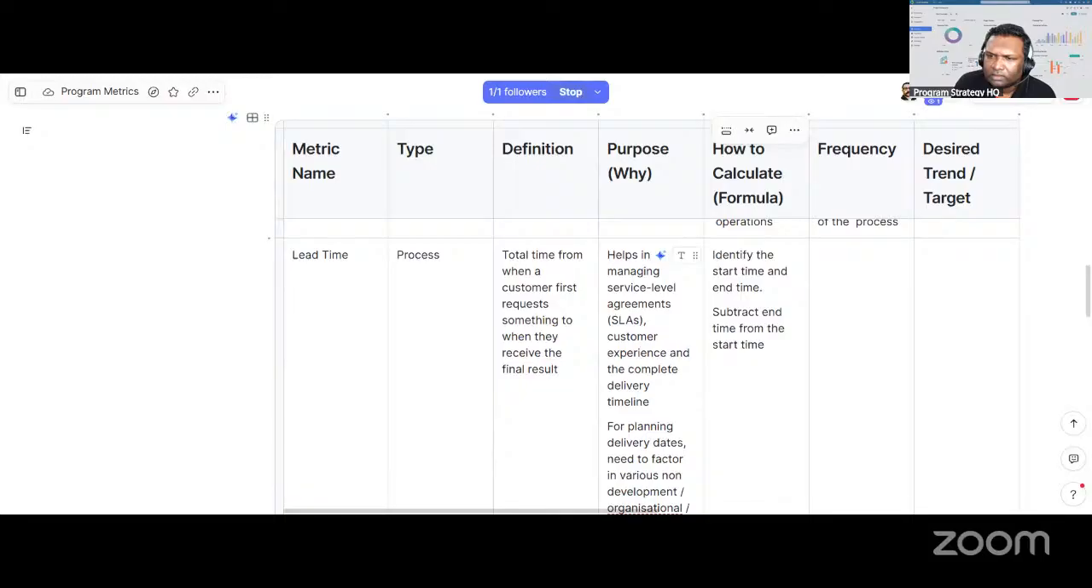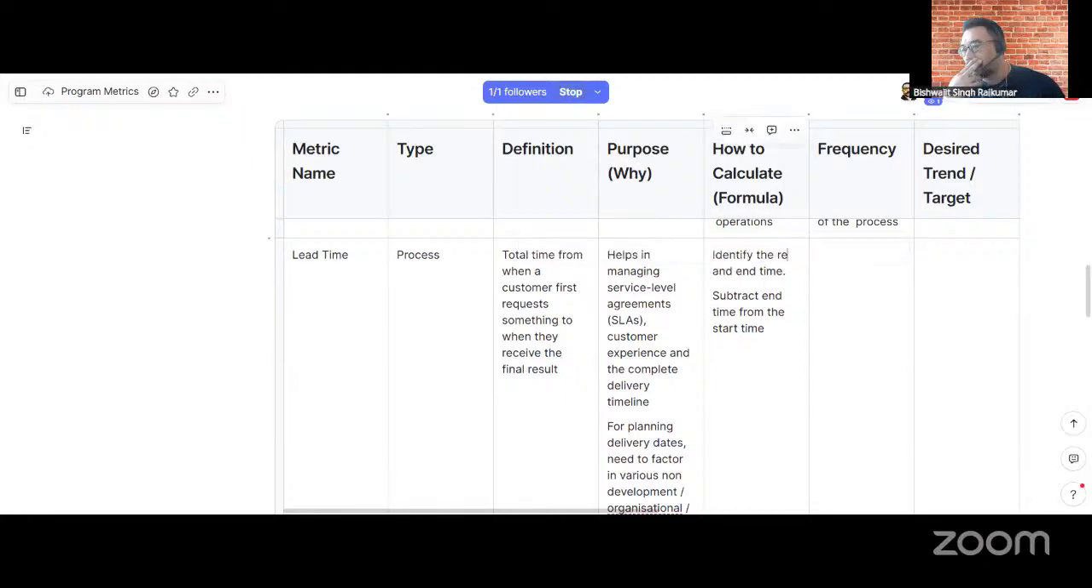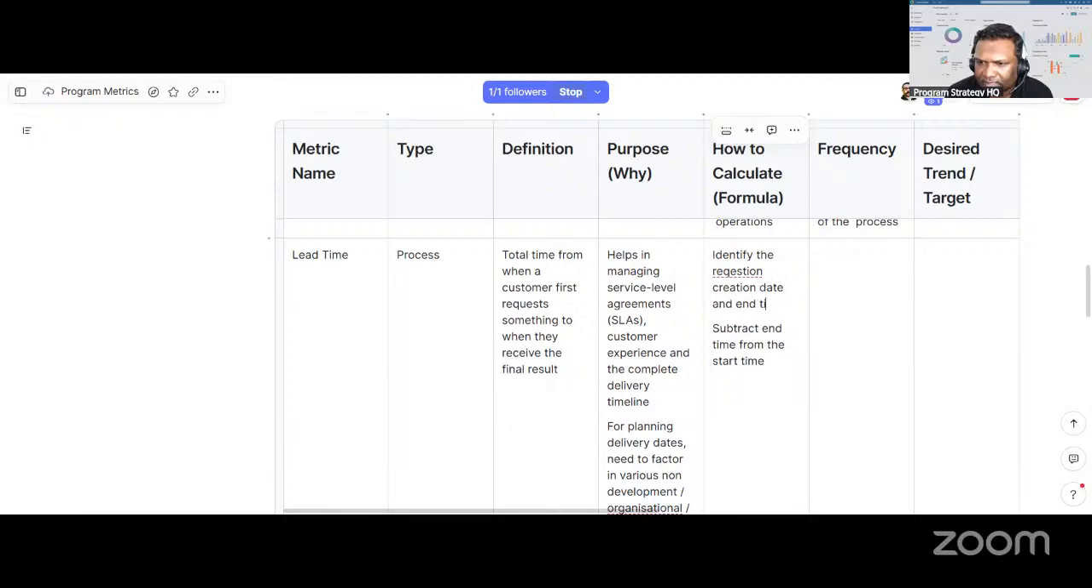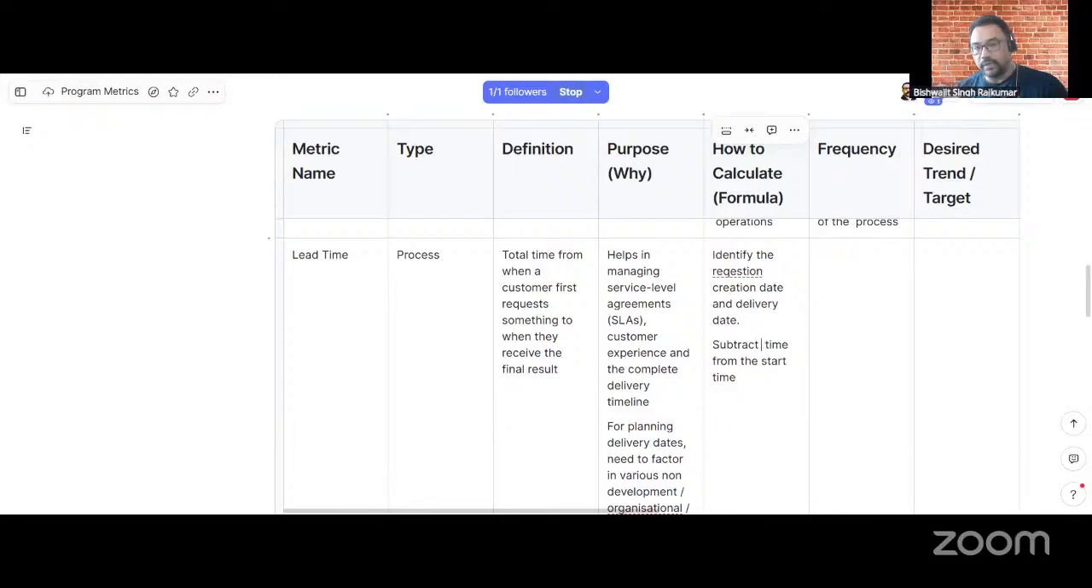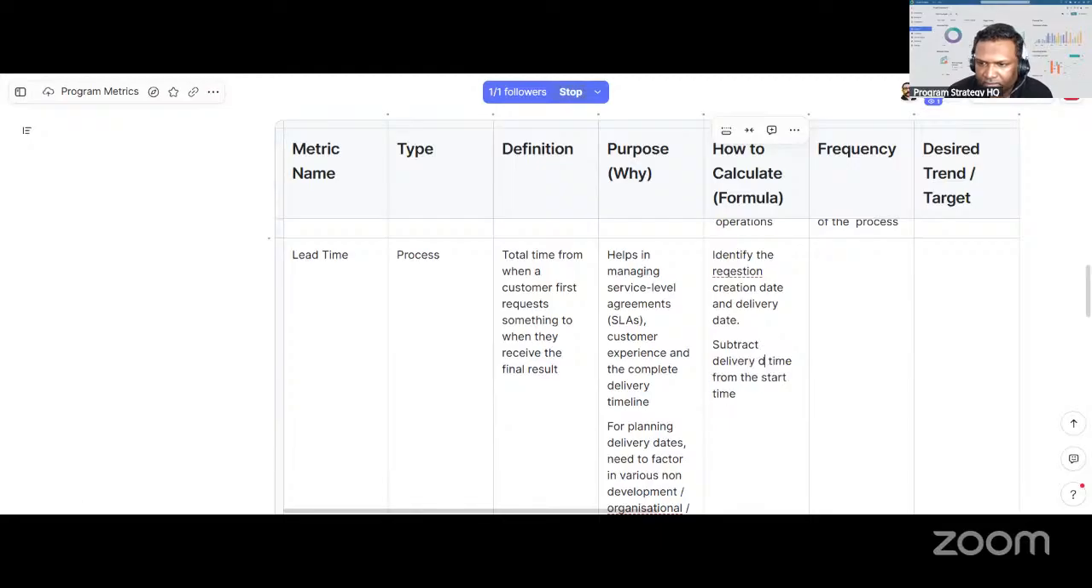Identify the request creation date, and the end of the delivery or the completion date. Request creation date and delivery date. And then subtract the delivery date from the completion date. Delivery date from creation date, right?